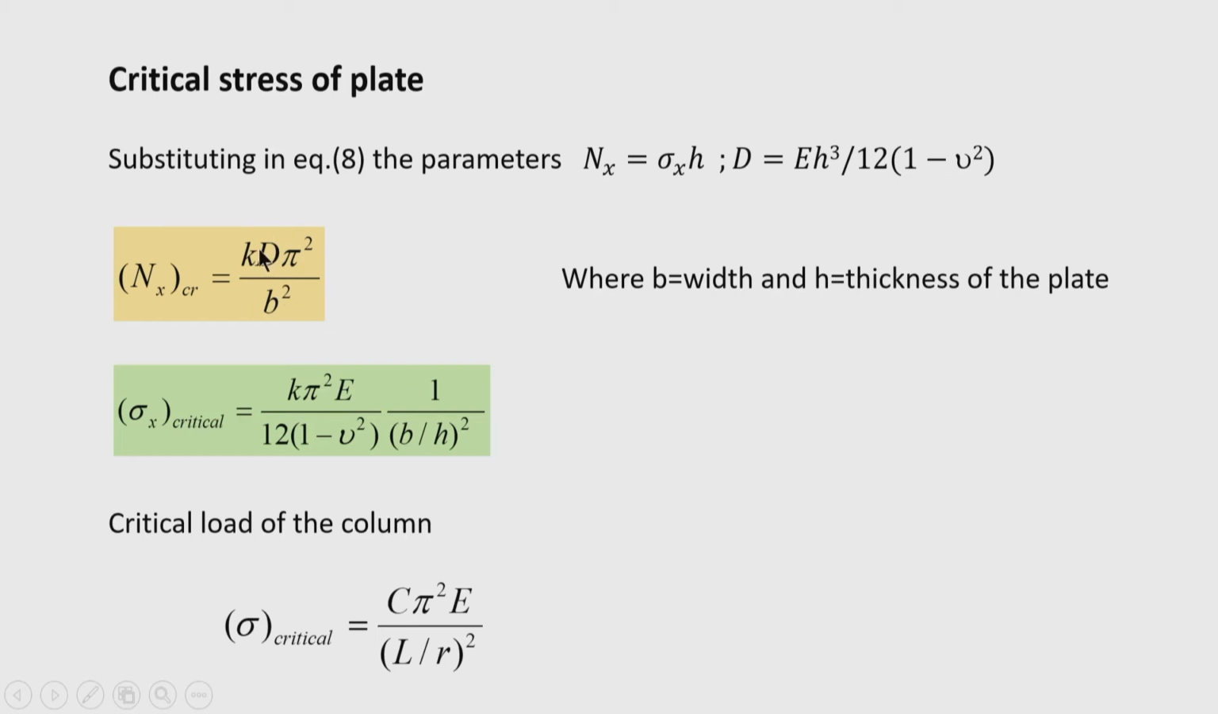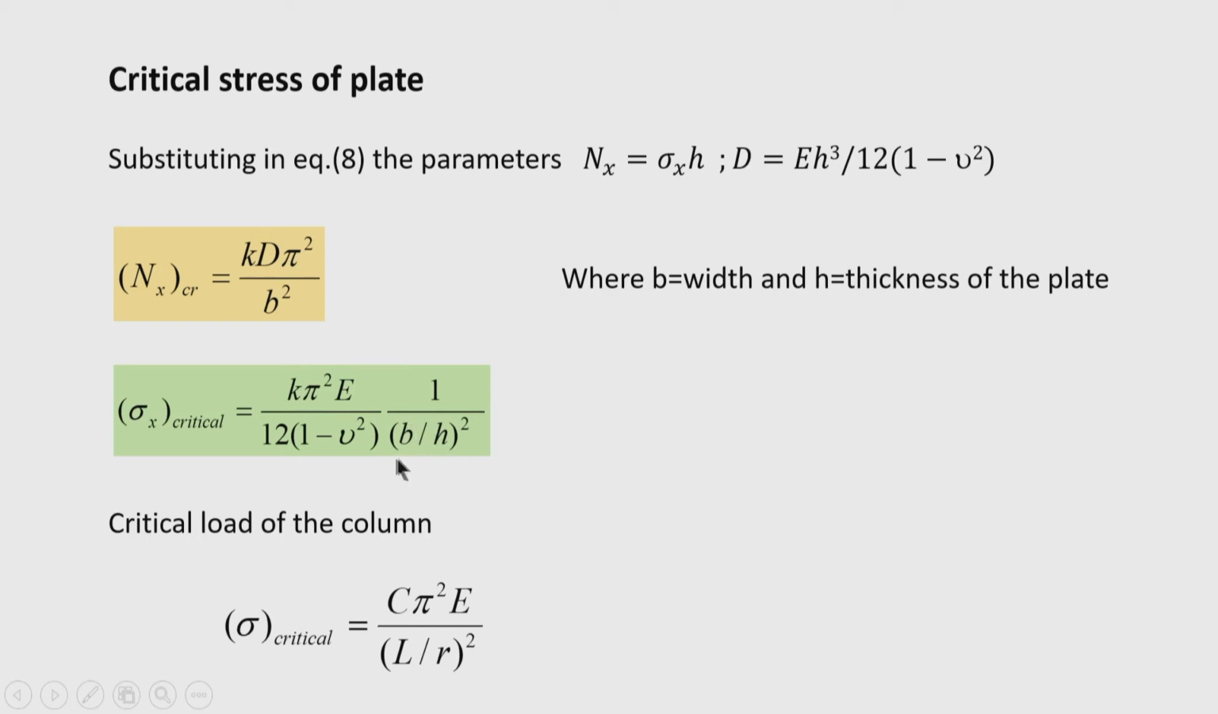Now, substituting D as E h cube by 12 (1 minus mu square), where mu is the Poisson ratio, we can find that the critical stress becomes k pi square E divided by 12 (1 minus mu square) times 1 by (b by h) square, because when the h cube term is there, for critical stress the division by h is necessary. So h cube will become h square, and then when we transfer it to the denominator, it will be in the form of b by h square.